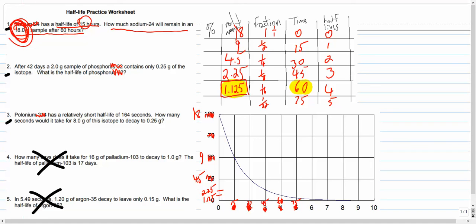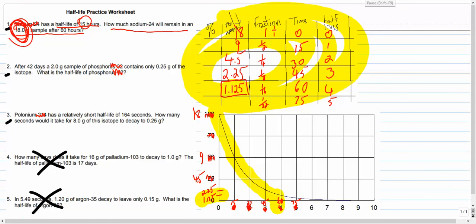But anyway, if I was using the graph, we know that 60 hours is right here. So all we do is we just go down. There's 1 half-life, and we're down to 9 grams. 2 half-lives, we're down to 4.5. 3 half-lives, we're down to 2.25. And then 4 half-lives, we're down to 1 1/8. So we get that same answer either way. Honestly, my opinion, I think I prefer to use the table. That just seems to be how my mind works for these problems.